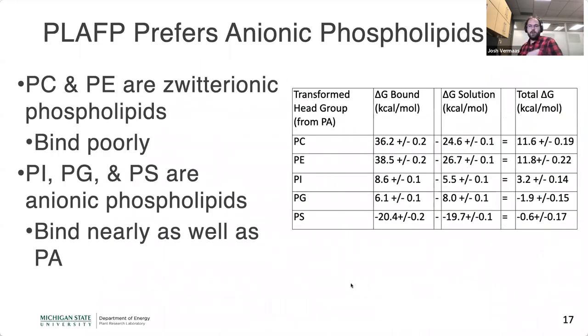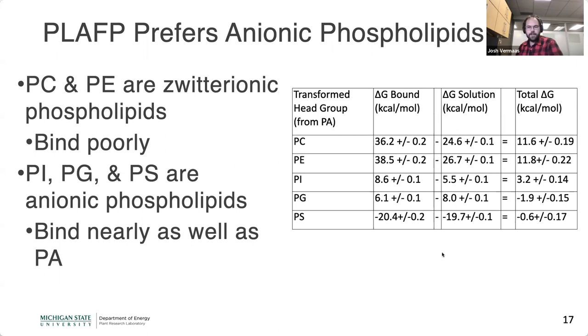But we can also do this for other lipid types. And again, for those of you who are well into lipids, you will know that PC and PE are two kinds of zwitterionic phospholipids, and the free energy change there is very strong and very positive. So they will bind less well to PLAFP than PA would. However, other anionic phospholipids, so PI is phosphatidylinositol, PG is phosphatidylglycerol, and PS is phosphatidylserine, I believe, all have free energies of binding kind of similar to how PA does.